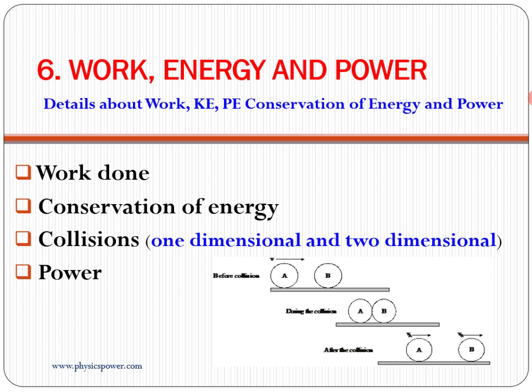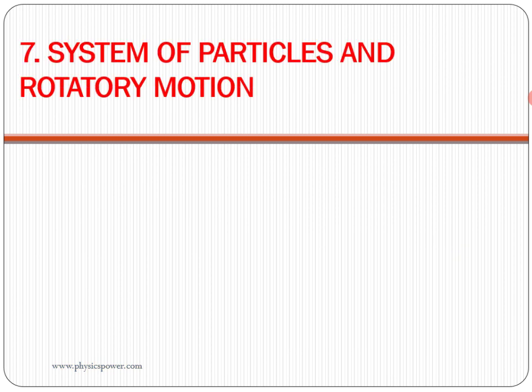For example, initially A and B are two bodies moving in a particular direction. Before collision, at the time of collision, and even after collision, the particles are moving in the same initial direction. That is why it is one dimensional collision. After collision, if two bodies are moving in two different directions, that is a two dimensional collision, meaning both should move in a plane.